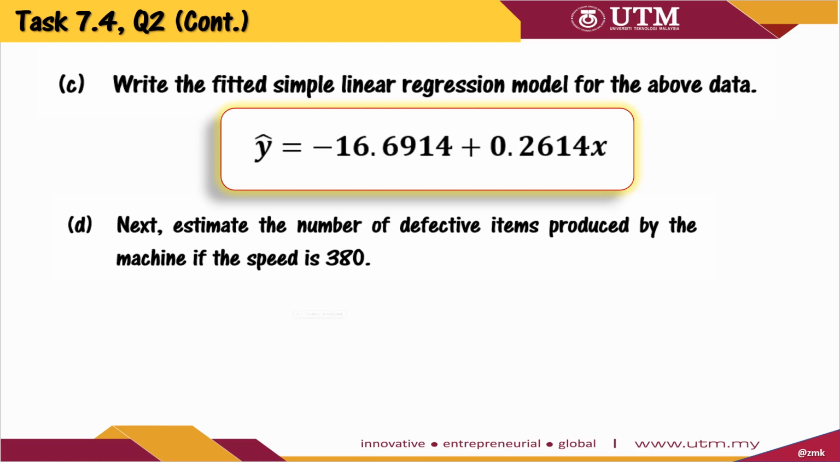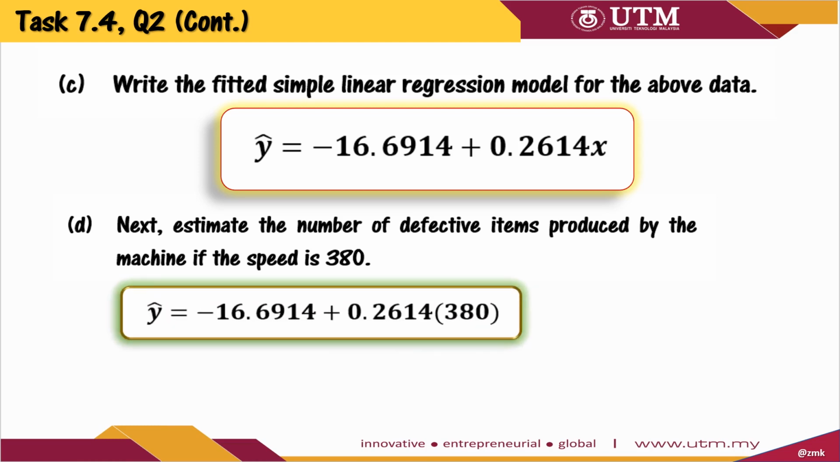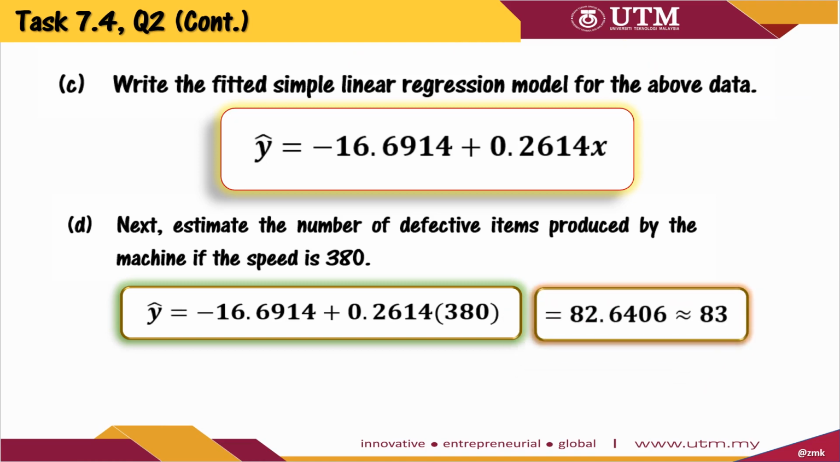Finally, for part D, you can substitute x, which is the speed, with the value of 380 in the fitted regression equation answered in part C, to estimate y, which is the number of defective items produced by the machine, which eventually gives you the estimated number of defective items produced by the machine is around 83 items when the machine speed is 380.